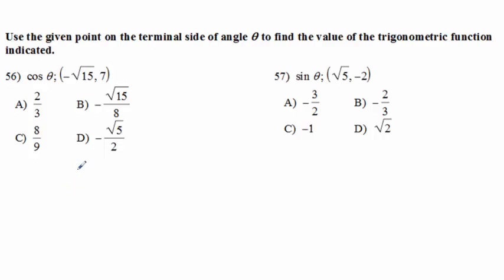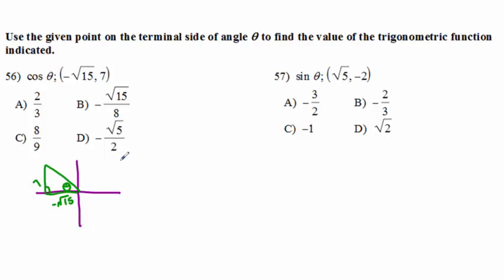Now we're given a point, negative square root of 15, comma 7, so we have to go left square root of 15 and up 7. This is a right triangle, and the angle always is the one next to 0, 0. So we want cosine, which means we need adjacent over hypotenuse.